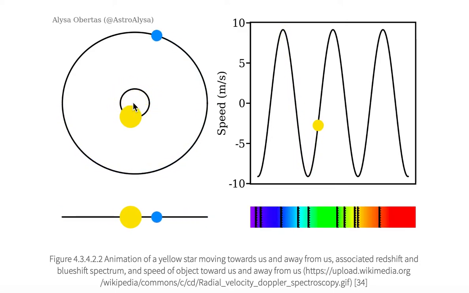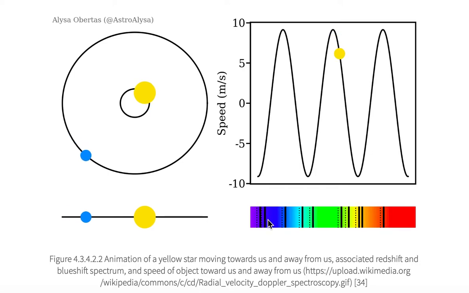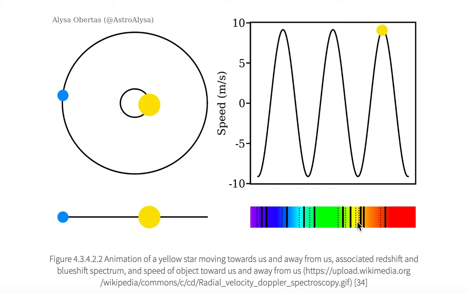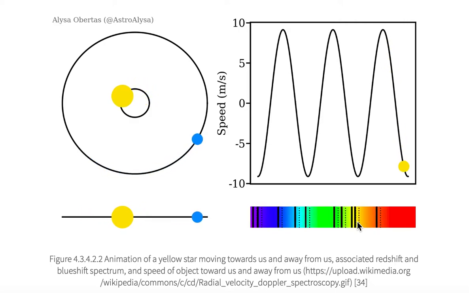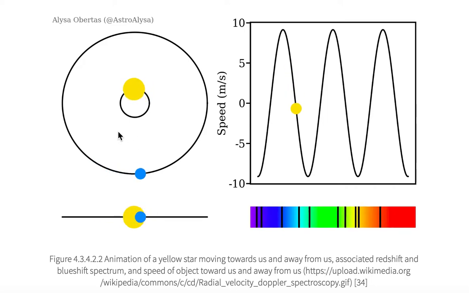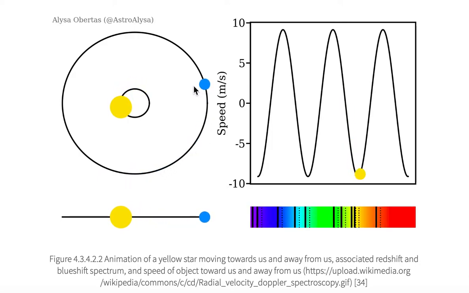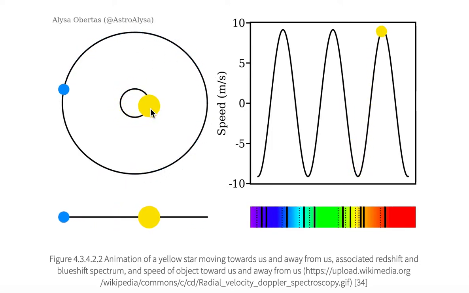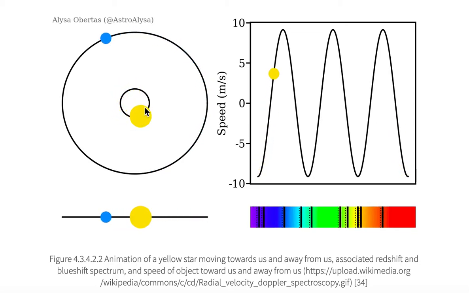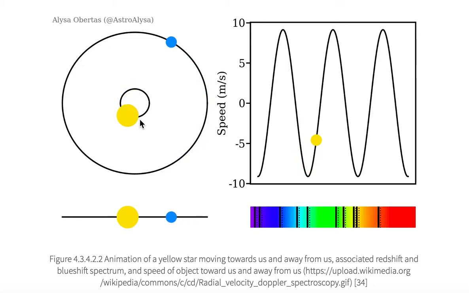Now, in this particular example, we see one set of spectral lines, which are the dark black lines. They're the absorption lines. And because we only see one set, the dark lines, there's only one object that we're getting the lines from, and that is this yellow star. We cannot see this blue planet in the orbit around the yellow star. The only light we get is this yellow star that is orbiting around the common center of mass.